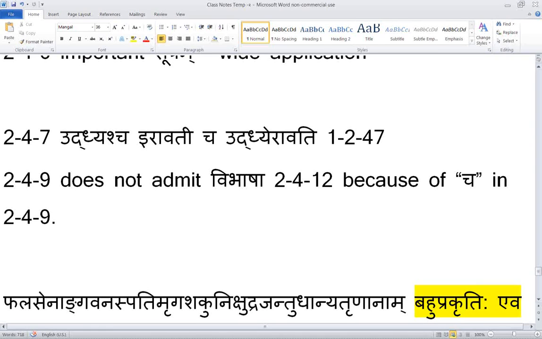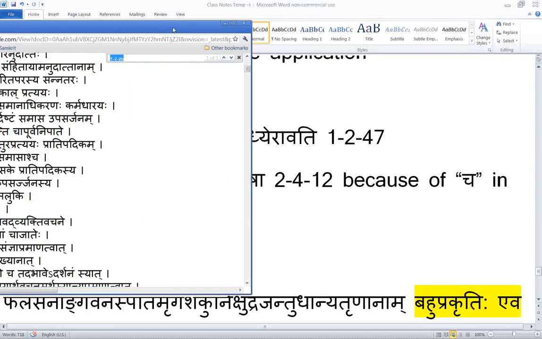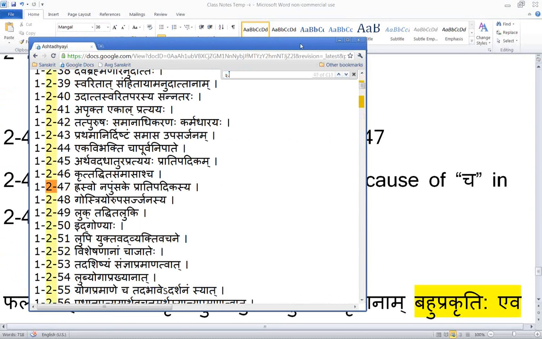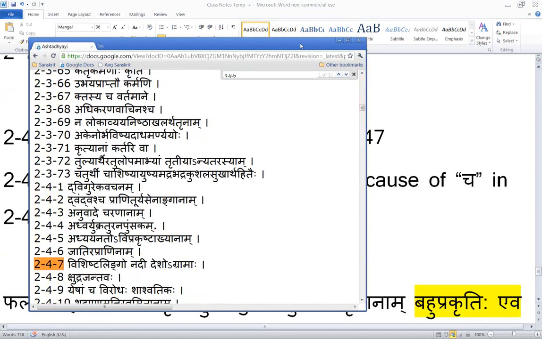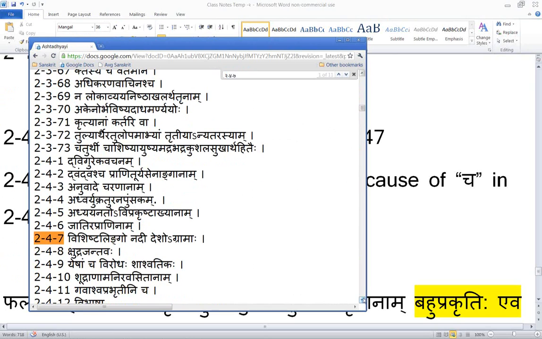One more time, this 247, not a very important rule, but an interesting one. It's saying that if you have a nadivachaka or deshavachaka shabda, a river or region, place, it should not be the name of a village. It should be of different genders, then samahara eva. Otherwise, itaritara yoga.